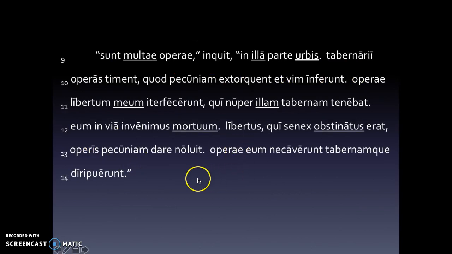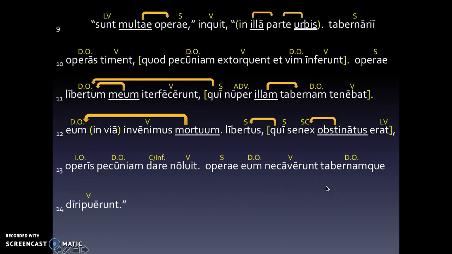Okay, here we go. Nice long one. Go ahead and pause the video and mark it up. Sunt is our linking verb. Operai is an adjective. Multi is an adjective modifying operai. Operai is a first declension noun. It makes sense for it to be nominative plural because the verb is plural. Inquit's a verb. And then over here we've got a preposition introducing a prep phrase.